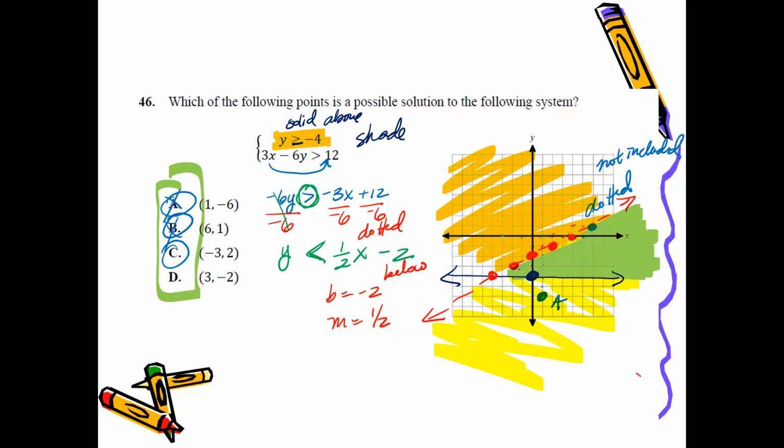-3, 1, 2, 3, up 2. Well, that's not even in the right region. That's in the orange one. That's not even close. Let's try D. 3, -2. 1, 2, 3, 1, 2. Ta-da! That is in the green region. So your correct answer is D as in dog.